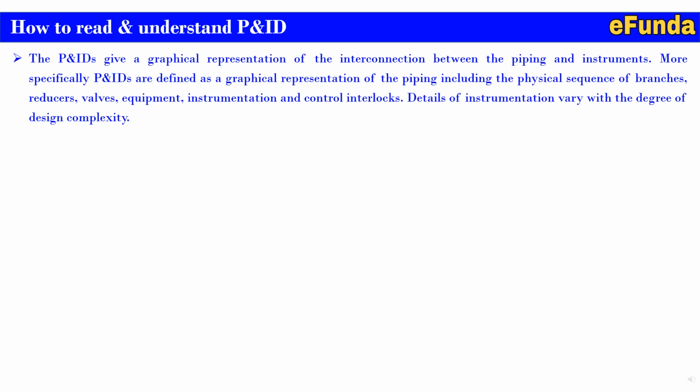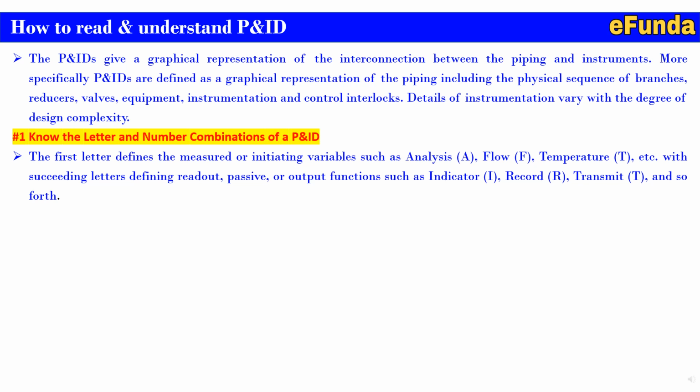In this regard, we have already created videos where we covered the ISA standard, codes, regulations, etc., and the details of the combinations which are used for the P&IDs. We will see some of the steps. First step, to know the letter and number combinations of a P&ID. Letter and number combinations appear inside each graphical element, and letter combinations are defined by the ISA standard. Numbers are user assigned.